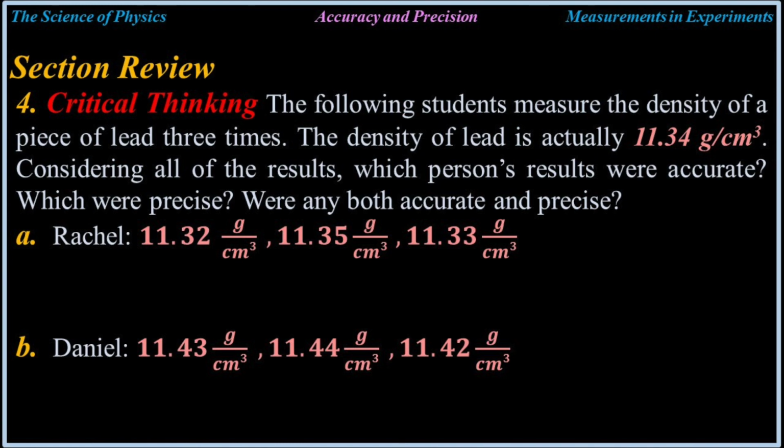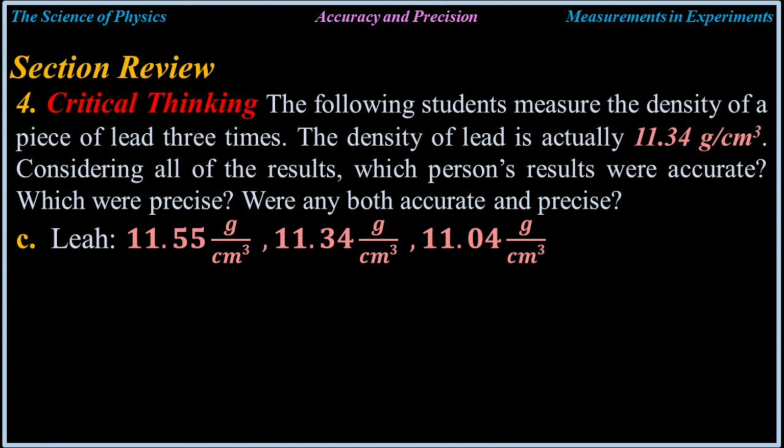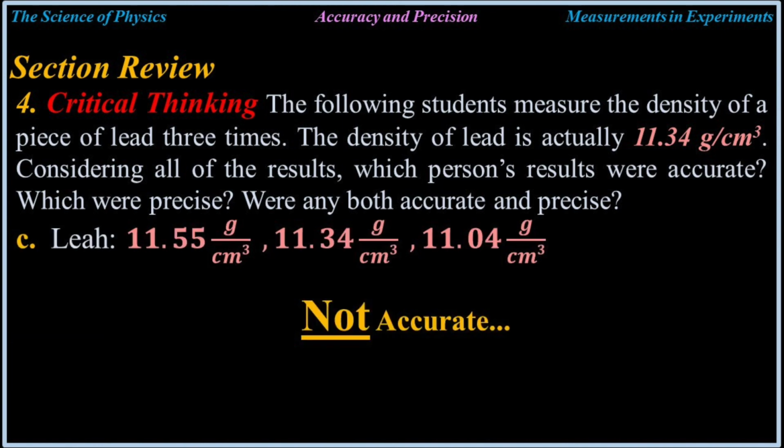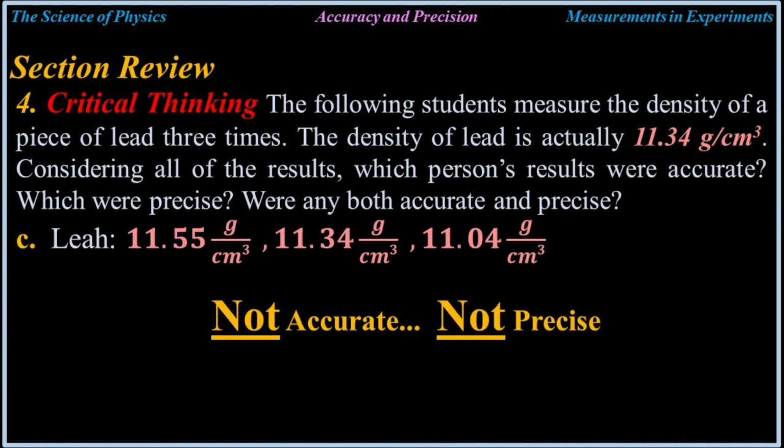The following students measure the density of a piece of lead 3 times. The density of lead is actually 11.34 grams per cubic centimeter. Consider all of the results. Which person's results were accurate, which were precise, which were both accurate and precise. So we have Rachel, Daniel, and Leah. Okay, let's see. Rachel was both accurate and precise. Daniel was precise only. And Leah was not accurate and not precise.